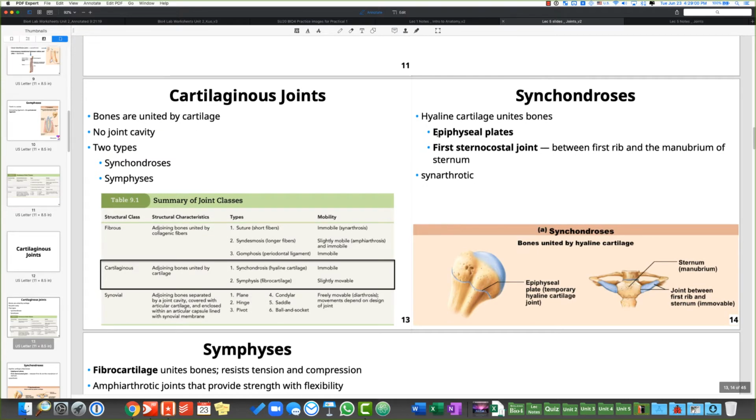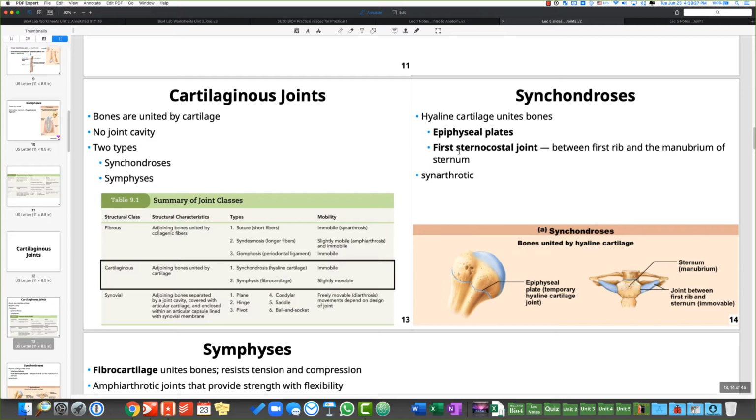Some examples include epiphyseal plates, which are a type of temporary hyaline cartilage joint that becomes ossified when you're an adult. So this is the growth plate. When you're growing in your development, when you're growing taller, you're growing from this part. Eventually, when you reach adulthood, this part ossifies.